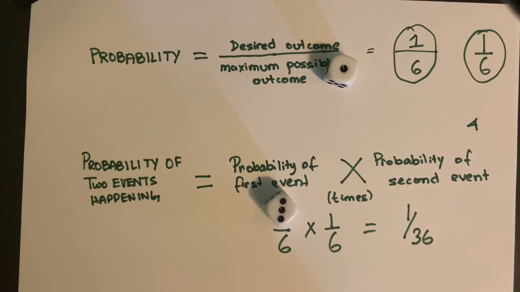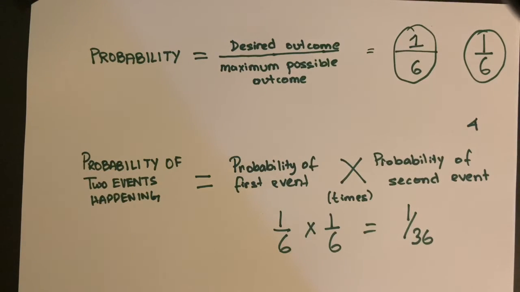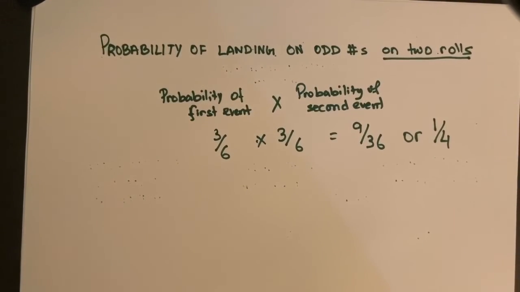Now, what if I had a pair of dice again, but instead of rolling 2 4s, I wanted to land on odd numbers on both of my rolls? Well, that changes the math slightly. In order to calculate the probability of landing on odd numbers on both of my rolls, the probability of the first event and the probability of the second event need to be multiplied.